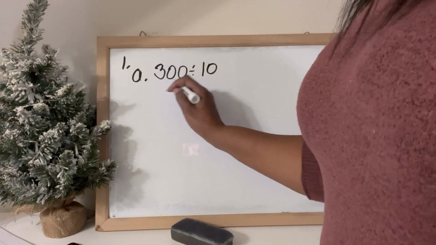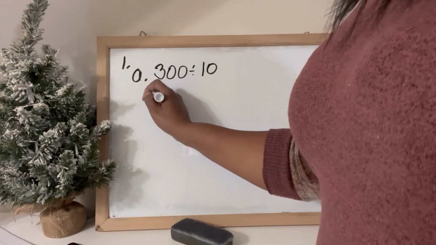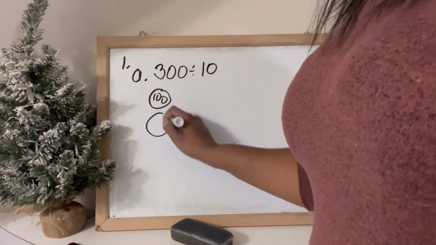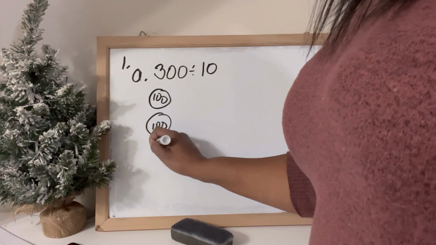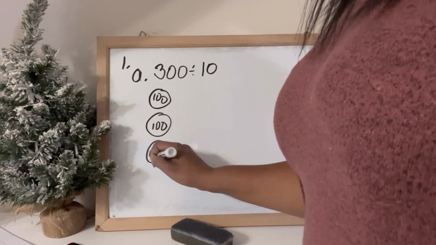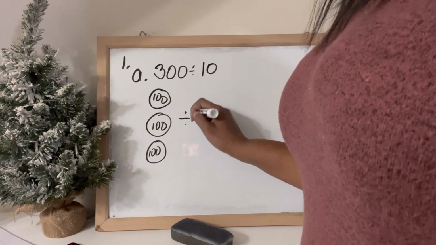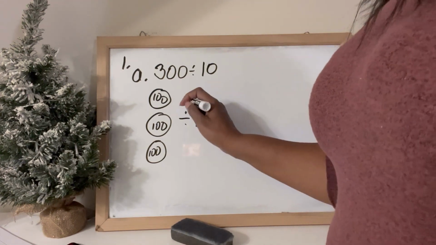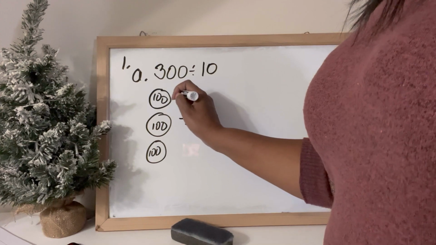So here we have 300. So you would draw 100 this, and then we're dividing this by 10. So we'll take each this and we'll divide it by 10. I'll just draw one arrow.